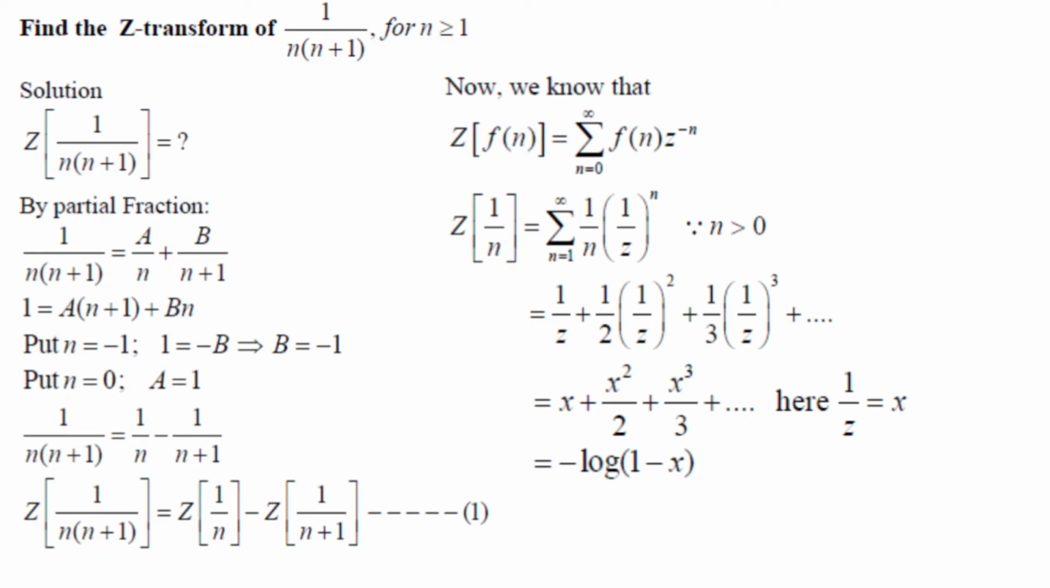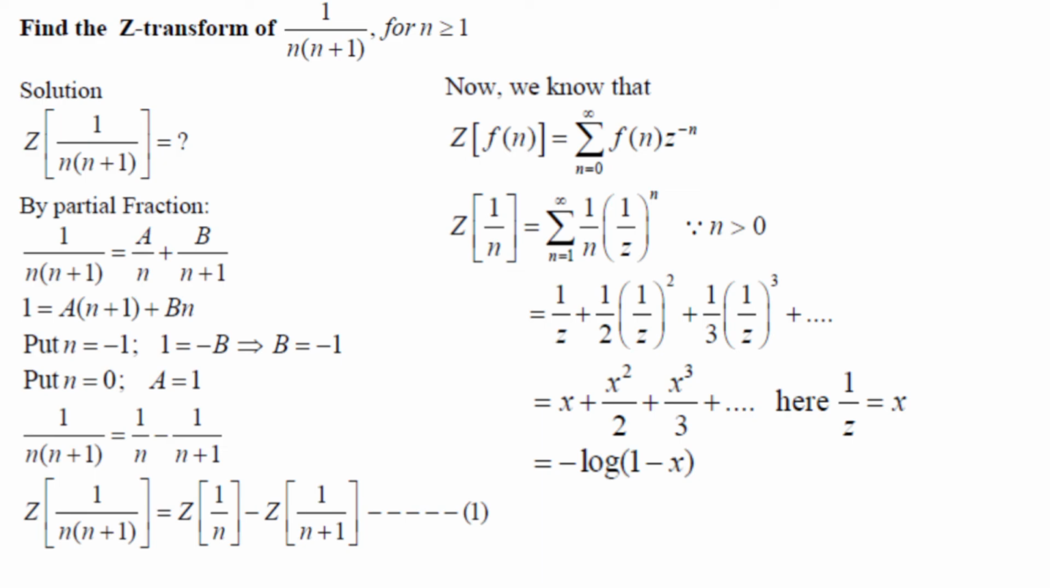And another one: find the Z transform of 1 by n into n plus 1 for n greater than or equal to 1. So for 1 by n into n plus 1, write it in the form a by n plus b by n plus 1. So the left-hand side value 1 equal to a of n plus 1 plus b of n. Put n equal to minus 1, then b is equal to minus 1. Put n equal to 0, a is equal to 1.